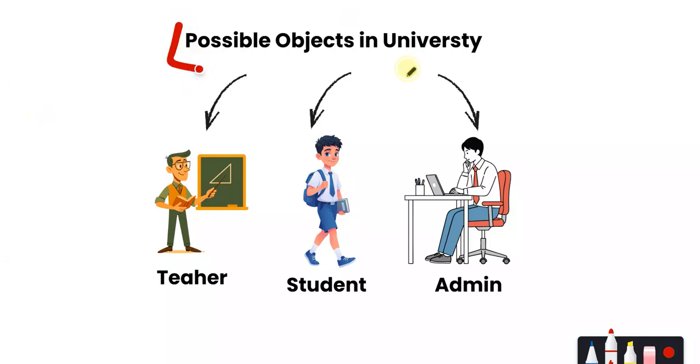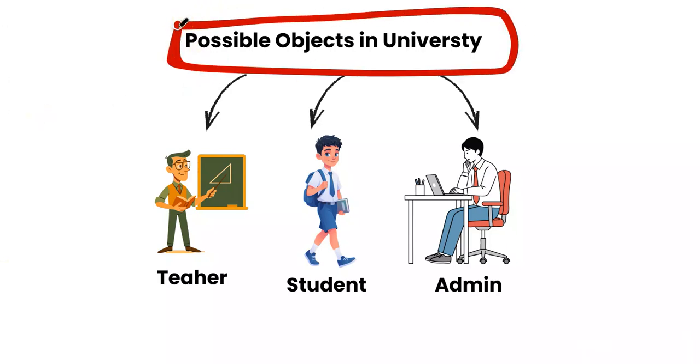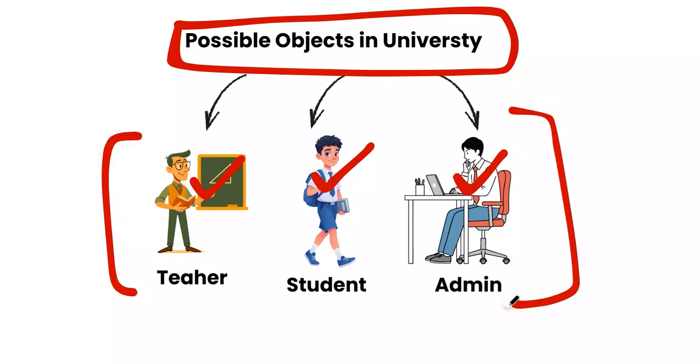So in the university, if we are going to write any application, develop any applications for the university, then previously we decided that we will need a teacher for that, we will need a student for that, we will also need an admin for that. There are also some other classes, but currently I'm taking only these three classes. These three classes are a part of that university system.